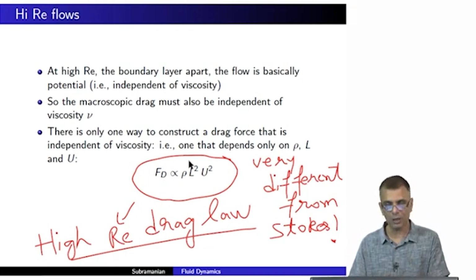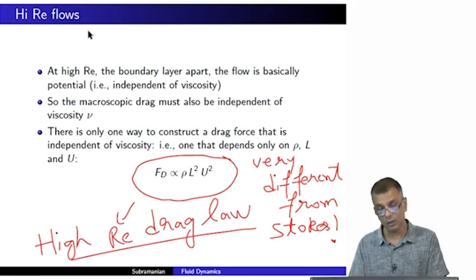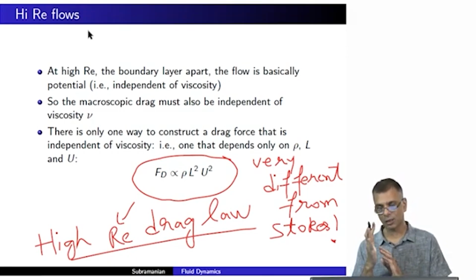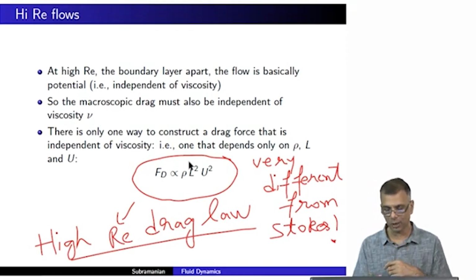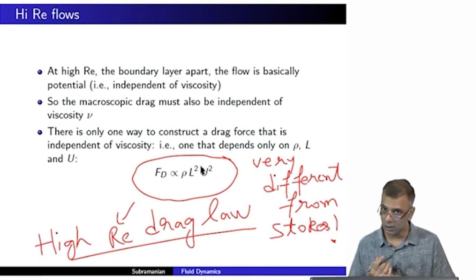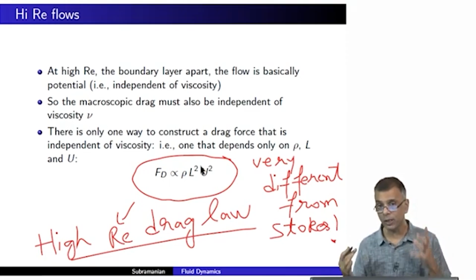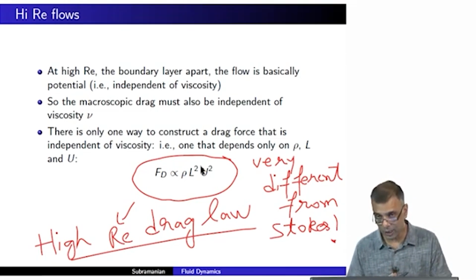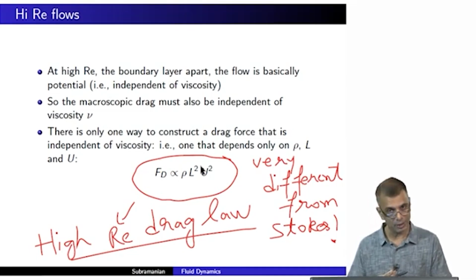It's been experimentally determined that in the high Reynolds number regime, the drag force experienced by an object is proportional to the cross-sectional area that it affords to the flow. And the cross-sectional area is something like L squared. Now here's a situation where the bulk flow is essentially inviscid, and yet we are saying that there is a drag.